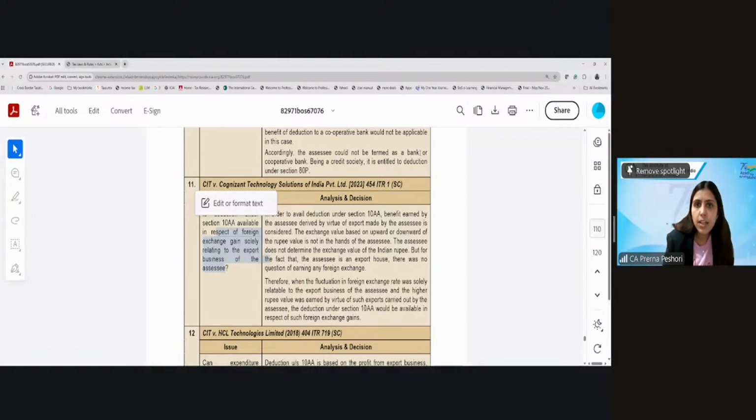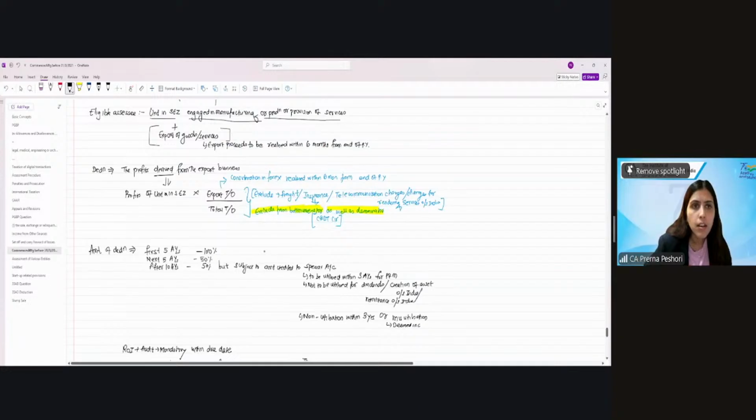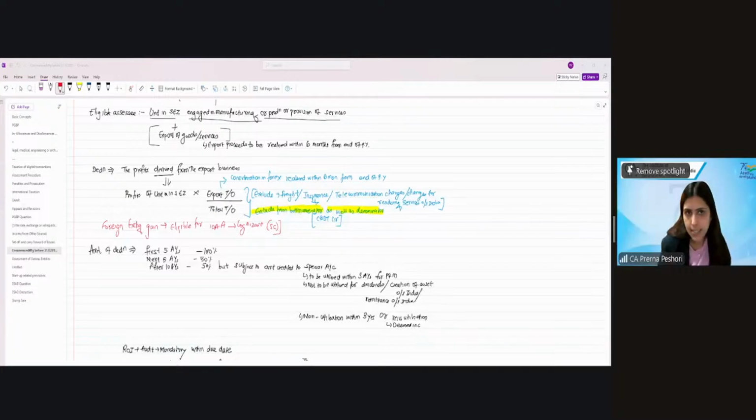Yes? So you can just make a note of this over here. Foreign exchange gain eligible for 10AA as per Cognizant, Supreme Court. Fine. If no export, no foreign exchange gain or loss. Yes.